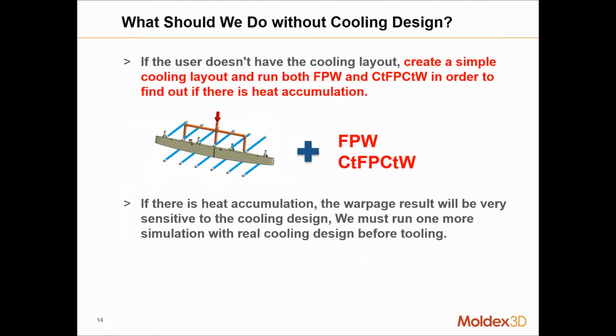So that brings up the question, right? When you don't have a cooling channel design, you can put in a generic cooling layout, not unlike what you see in this picture here. You can have these lines both on the core and cavity side, and then you're running two analyses, one without the cool, one with the cool, to get a relative idea of how sensitive your warp result is to your heat accumulation or lack thereof.